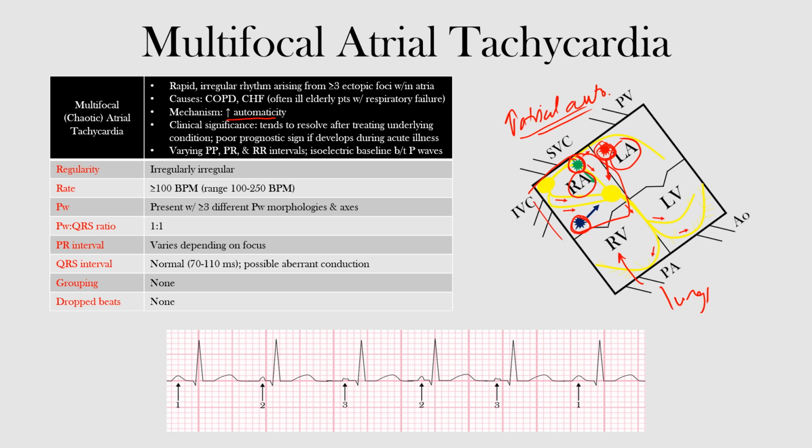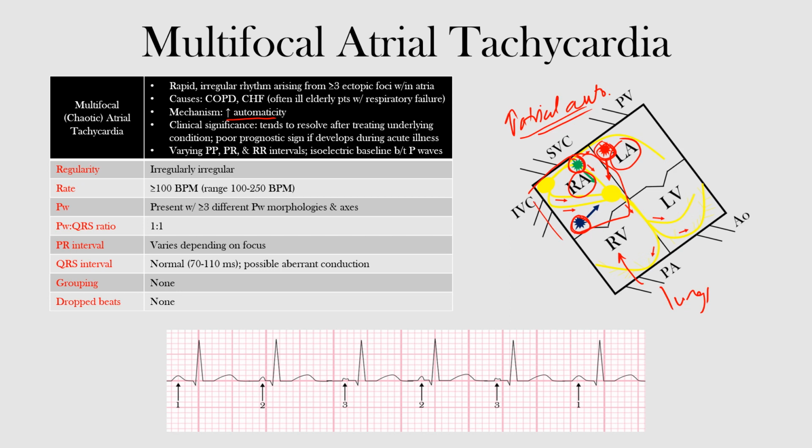on the EKG. Now, what's interesting is that the development of this rhythm during acute illness has been shown to be a sign of poor prognosis in these patients. So how can we identify MAT, or multifocal atrial tachycardia, on the EKG? Well, in order to make the diagnosis, we can boil it down to 4 main things, just like we did with the wandering atrial pacemaker.